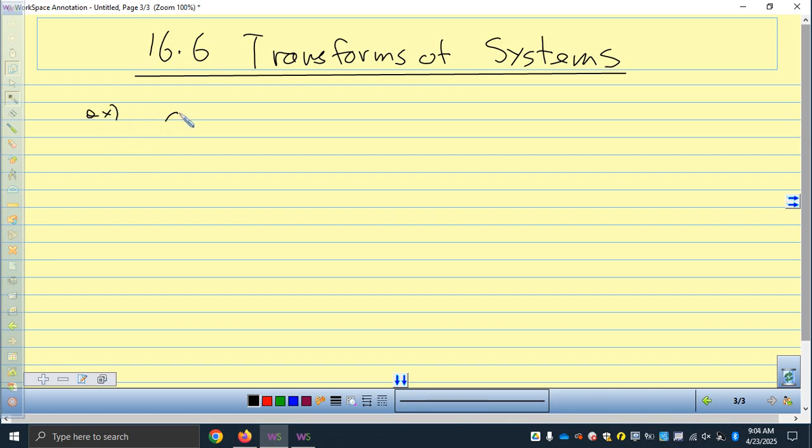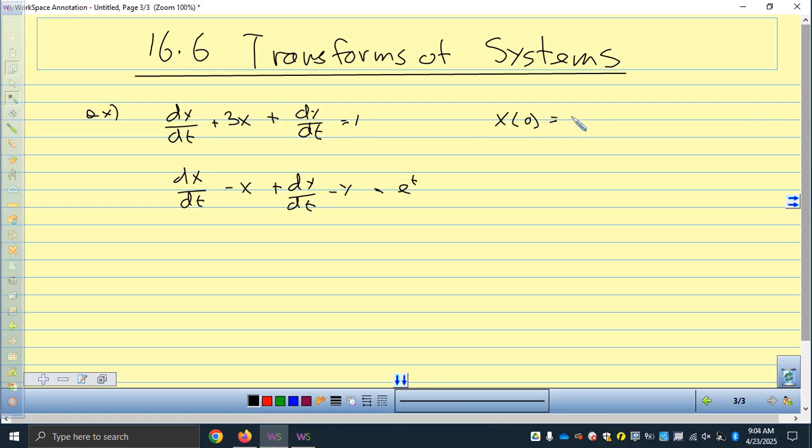So our system here is dx/dt plus 3x plus dy/dt equals 1. That's our first equation. And then we have dx/dt minus x plus dy/dt minus y equals e to the t. And our initial conditions are x of 0 equals 0 and y of 0 equals 0.